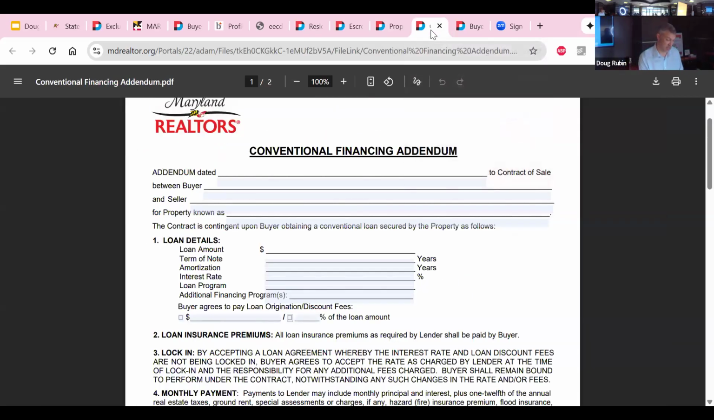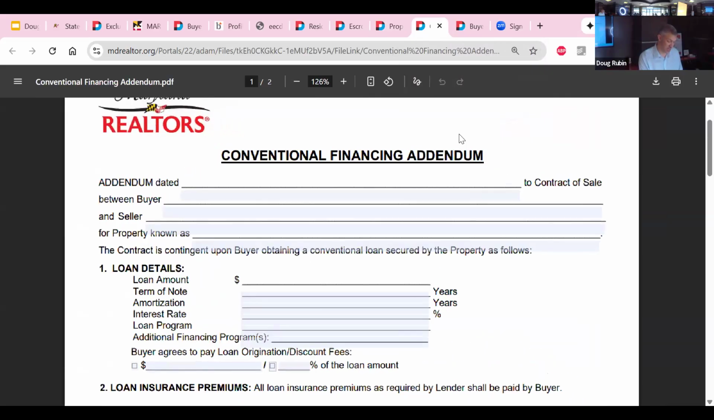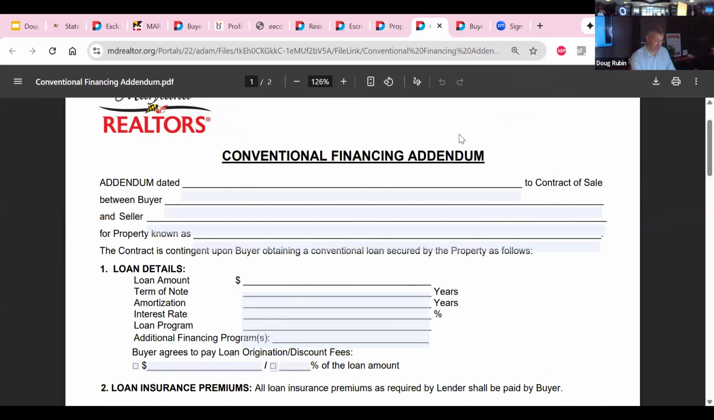That's the inspections. Easy peasy. I want to highlight one thing on the financing addendum. Again, if you are using a loan contingency of any kind, you're going to want to include a financing addendum. If it's an FHA, use the FHA addendum. If it's VA, use the VA addendum. If it's a conventional product, use the conventional financing addendum.